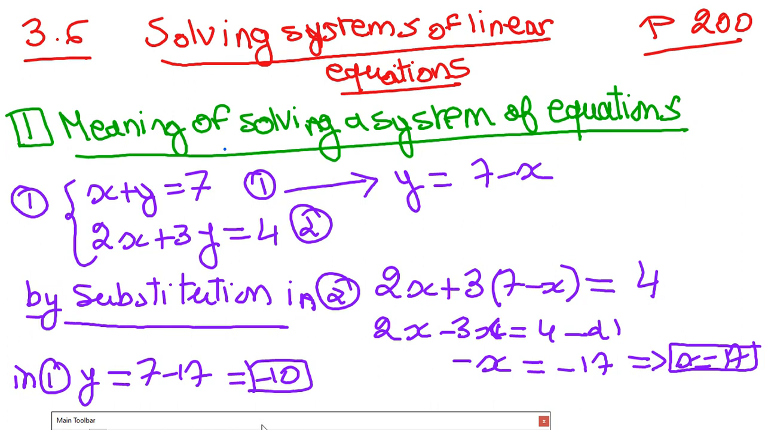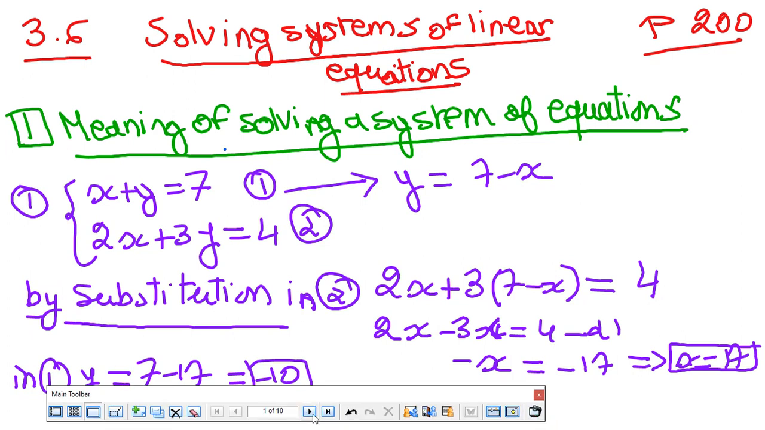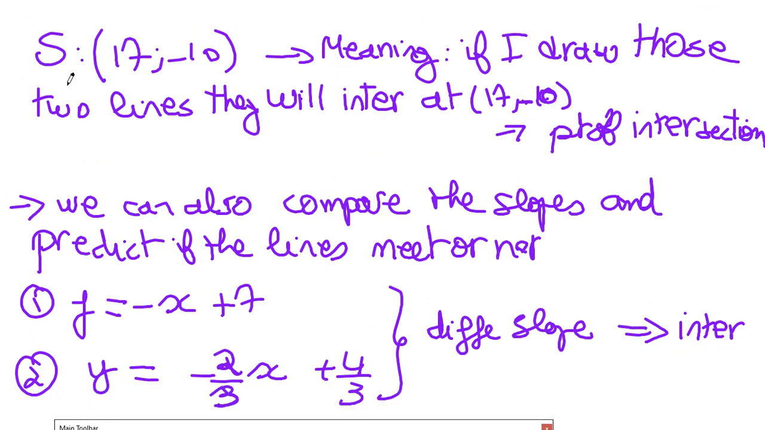What does it mean? If I want to think about this (17, minus 10) geometrically, what does it mean? It means if you draw those two lines, they will meet at the point (17, minus 10). Those two lines intersect. They have a point of intersection. So the solution of this system is (17, minus 10). I wrote that if I draw those two lines, they will intersect at (17, minus 10). This is the point of intersection.